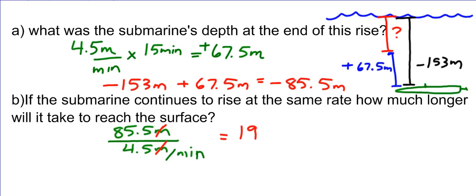Meters on top and meters on the bottom are going to cancel out. And then the only thing that's left is minutes. So 19 minutes. So how much more time will it need? The submarine will need another 19 minutes. Or the total time would be 19 minutes plus 15 minutes. So 34 minutes altogether. But 19 minutes longer.